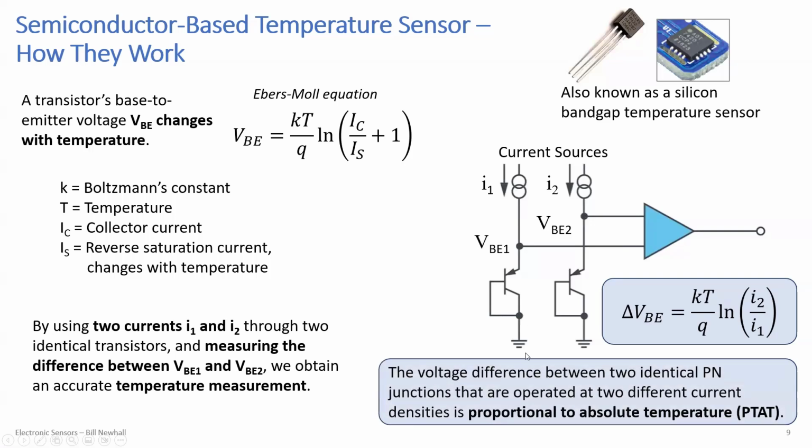So the voltage difference between two identical PN junctions that are operated at two different current densities, right, this is going to give you a value that is proportional to absolute temperature. So that's what your chip is doing, your little TO92 package that you have connected to your project in lab. This is the voltage out of that amplifier that you're seeing.